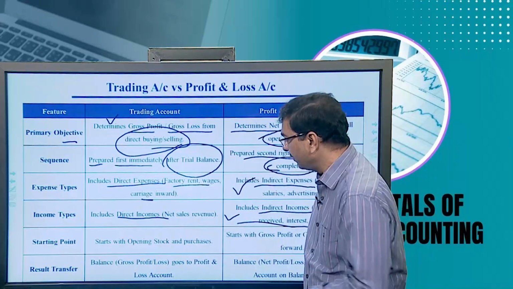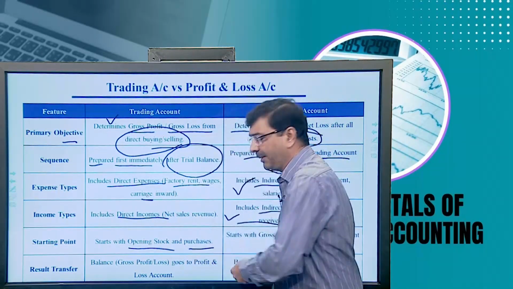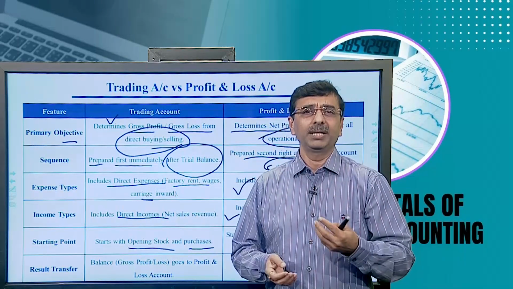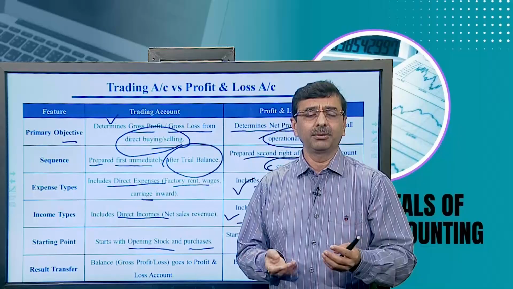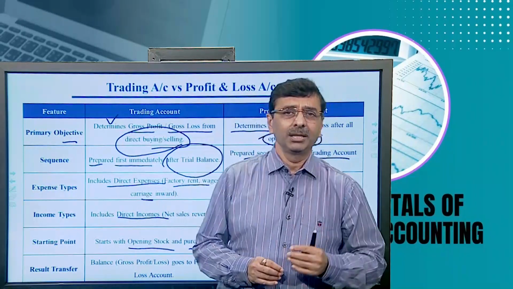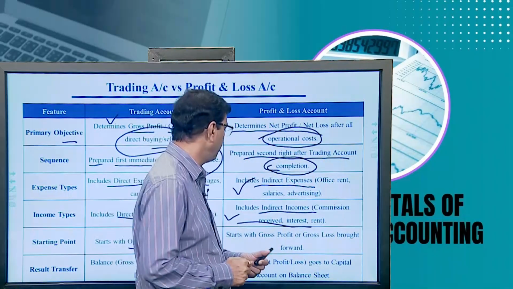The starting point is always opening stock and purchases. Generally it starts with the opening stock and purchases, because opening stock is the beginning of the trading account. So we need to identify the opening stock and then purchases, and then gradually the other items of the trading account would be considered.